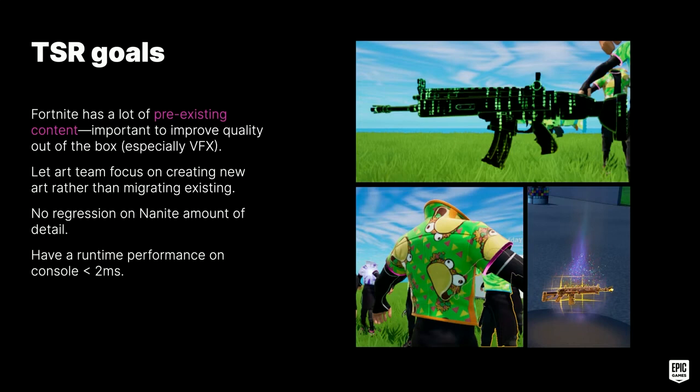With Fortnite targeting 60 FPS, TSR was no exception in needing a diet on its runtime cost. Considering the performance benefit it brings by rendering at much lower resolution, we were willing to give it at most 2 milliseconds of frame time budget.